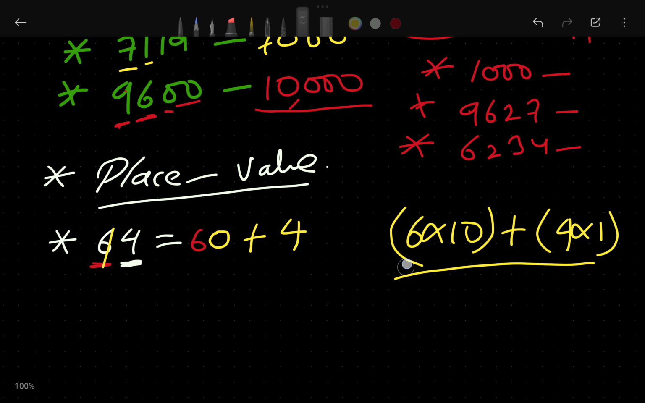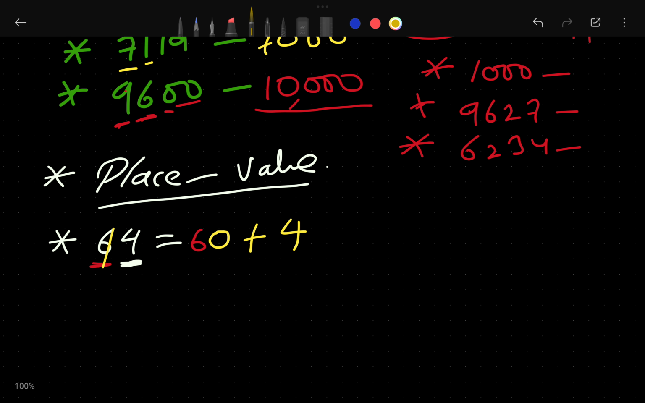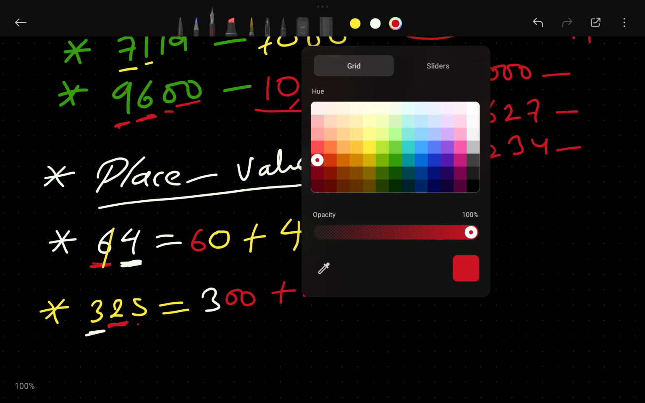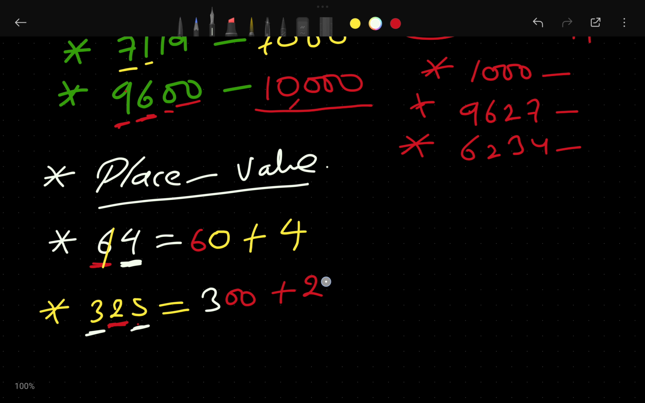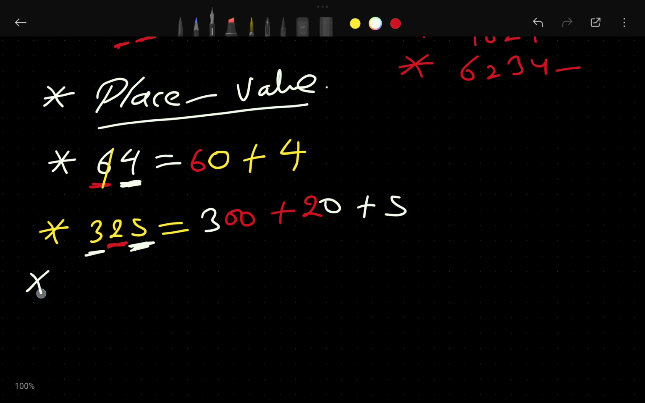First of all, you just look at this one only. The next question is 325. How will we write it? Just write the 3 as it is, then however many digits are after it, put that many zeros. There are 2 digits, so put 2 zeros. Then add a plus, then 2, and after the 2 there is 1 digit, so put 1 zero. Then plus 5, and there are no digits after it, so leave it like that.